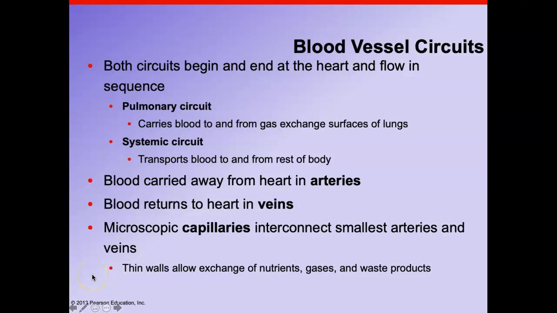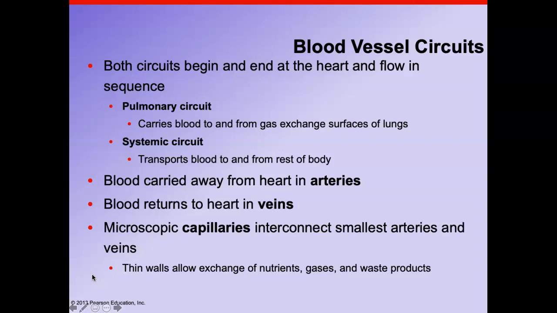The last section in this chapter is about blood vessels and blood vessel circuits. The blood coming to the heart is deprived of oxygen. It goes to the heart and then to the lungs, back to the heart and back to the body. So the pulmonary circuit brings in the deoxygenated blood from the body and takes it to the lungs and back to the heart. And the systemic circuit takes it from the heart throughout the body, and then back to the heart.